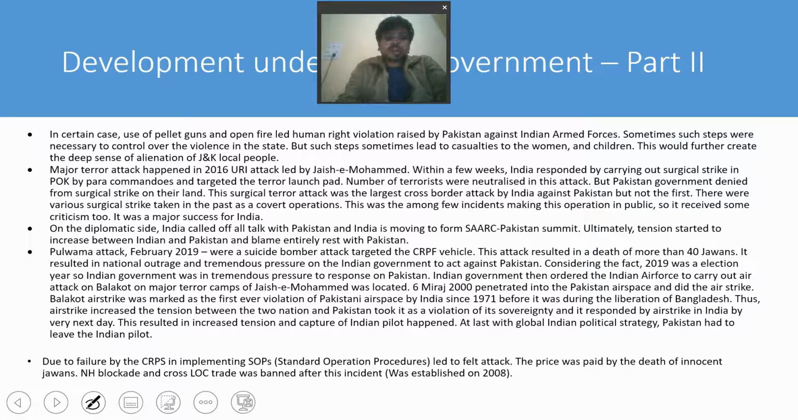Then the Pulwama attack, February 2019, where a suicide bomber targeted a CRPF vehicle. This attack resulted in the death of more than 40 Jawans, and it resulted in national outrage and tremendous pressure on the Indian government to act against Pakistan. Why? This was a time of election. Considering that 2019 was an election year, the Indian government was under tremendous pressure to respond, and ordered the Indian Air Force to carry out an air attack on Balakot, on a major terror camp of the Jaish-e-Mohammed that was located there.